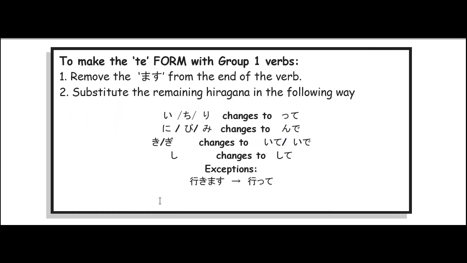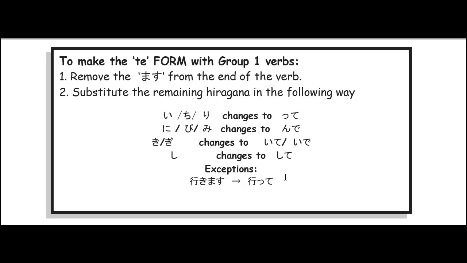Nonde. Now if that final hiragana had not been mi, but had been a ki, and also a gi counts as the same really, then it would change to ite. Or if it's got a ten-ten, it keeps its ten-ten and it becomes ide. If it were a shi, it would change to shite. And of course, here's the exception. Ikimasu changes to itte. And of course, we do have a little song to help us, don't we?